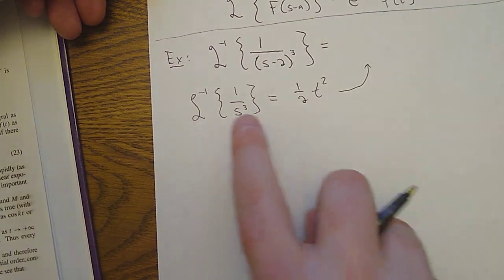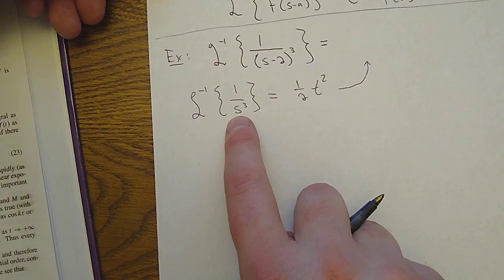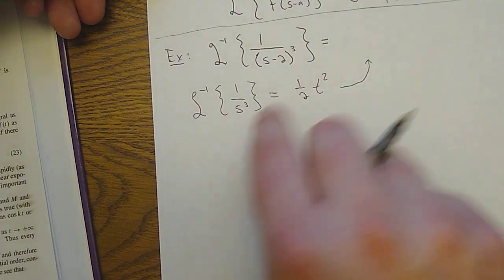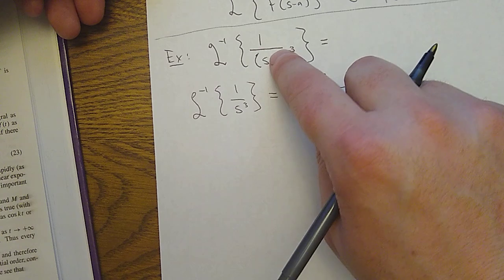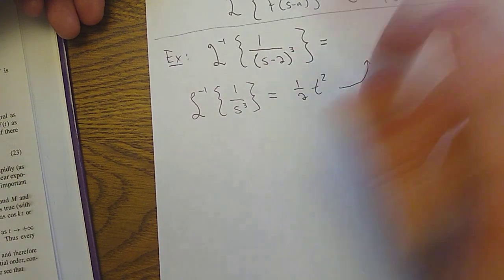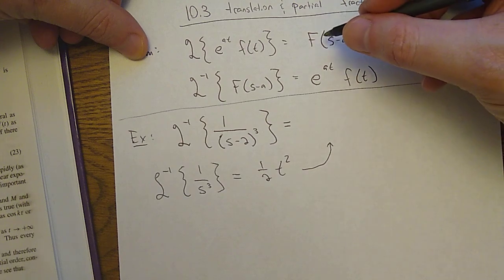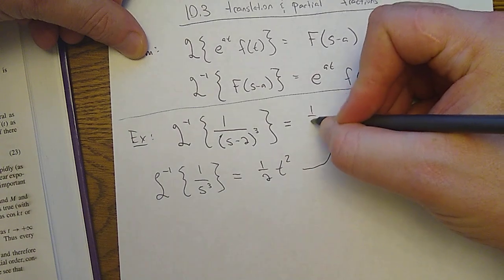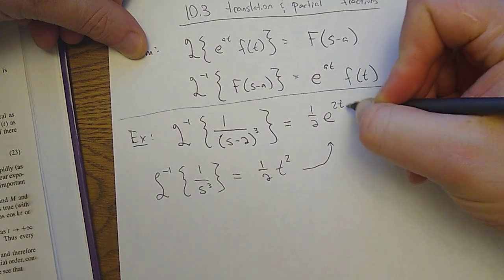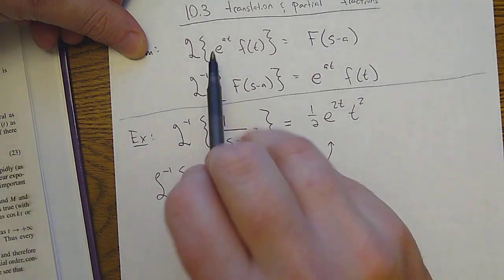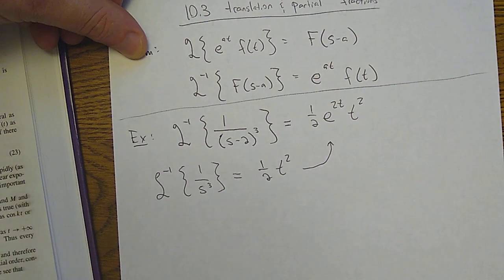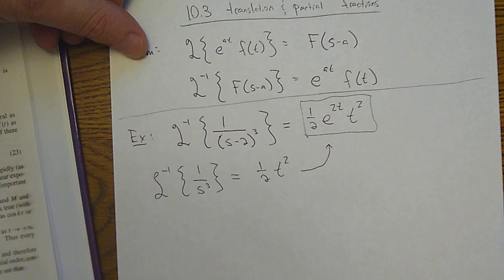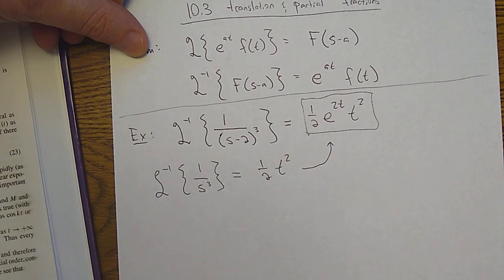Now that I know the inverse Laplace transform of that, now I can do this. So this is as if I had plugged in s minus 2 instead of s. So I'm going to use this formula where a is 2. Meaning I just do e to the at times f of t. So this is the inverse Laplace transform. Okay.